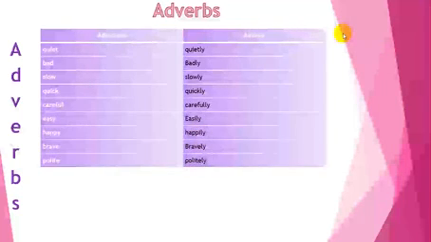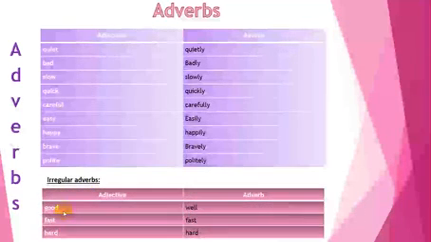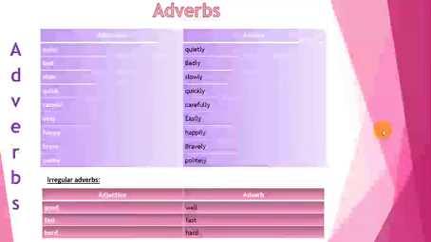Let us check the irregular ones. Okay? Irregular adverbs. The adjective good, its adverb is well. I don't say goodly. I say well. Fast, fast. Hard, hard. So fast and hard, I do not change anything. The adjective is just like the adverb. Okay? Fine. Now let's answer some questions together.